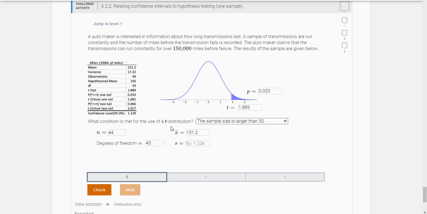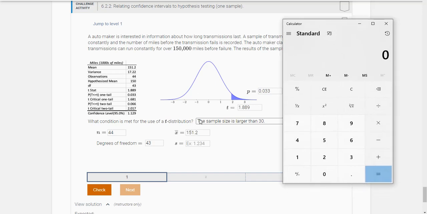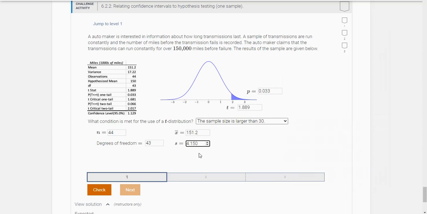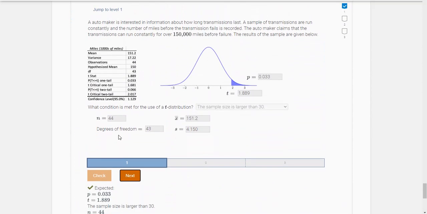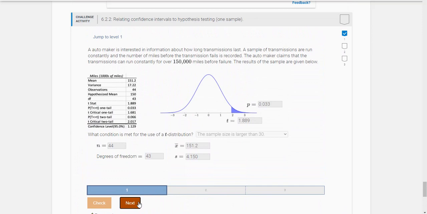Now here's the thing. It asks, what is S? That's the sample standard deviation. They don't give you the standard deviation directly, but notice they give you the variance. If you take the variance of 17.22 and square root it, that's the standard deviation. It's 4.149 or so, but since you're going to three decimal places, it's 4.150. So let's check. Great, we got them. Perfect. Let's check out part 2.